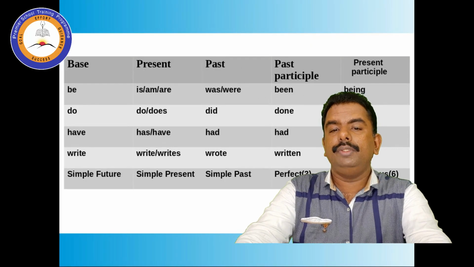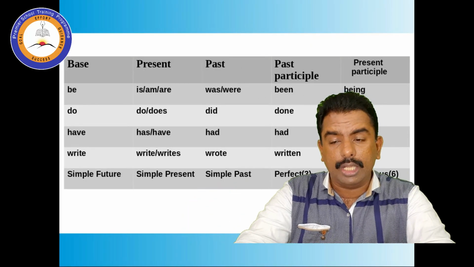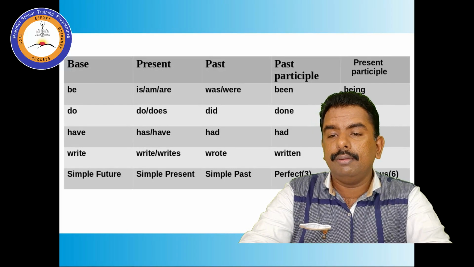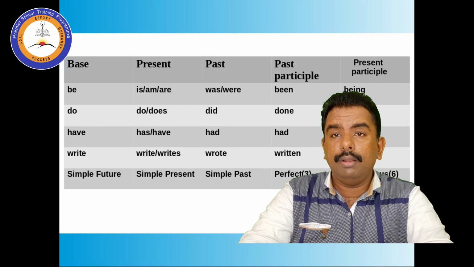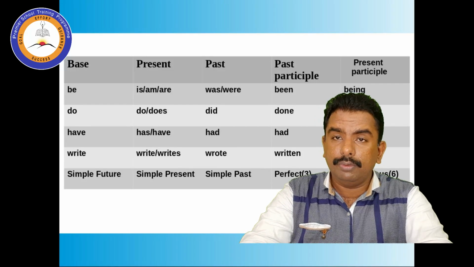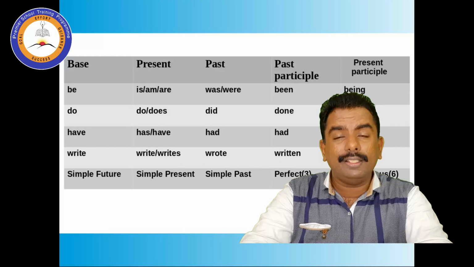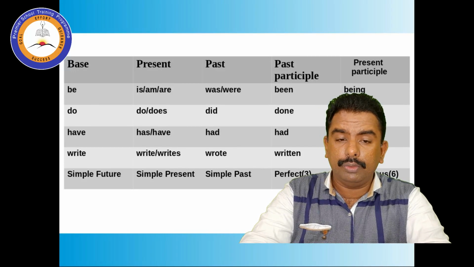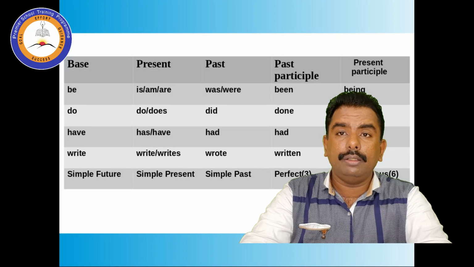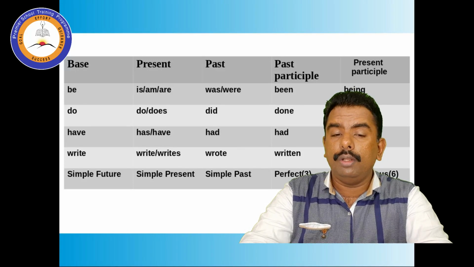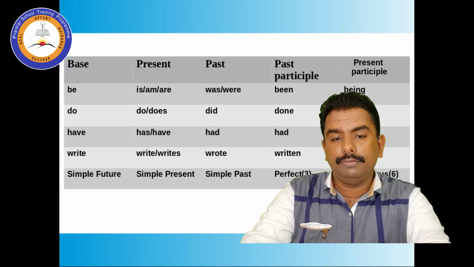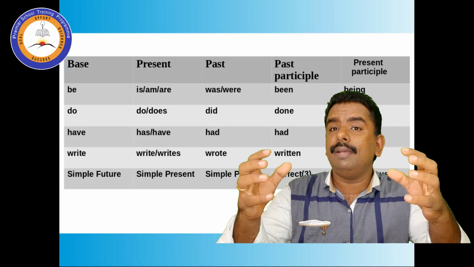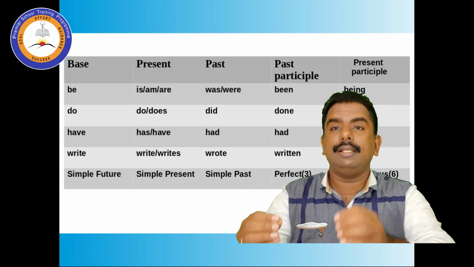Here, you have to study this table in detail. Here, there is the base form of the verb. Second column is the present form of the verb. Third column is the past form of the verb. Fourth column is the past participle form of the verb. And the last, fifth column is the present participle form of the verb. Actually, verbs are divided into five. We have discussed it in the last class.